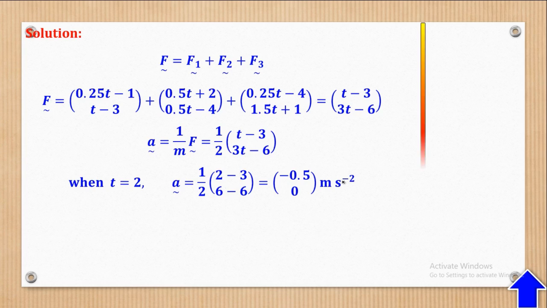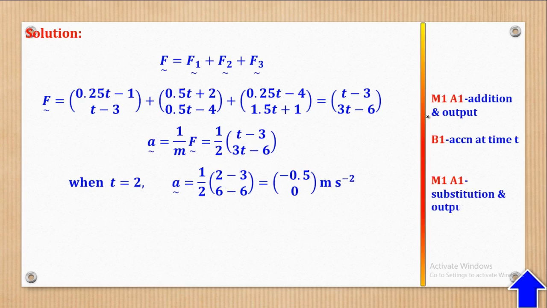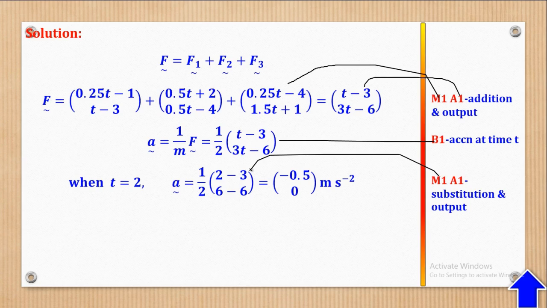Basically that's what they wanted in part A of this question, and now let's see how marks can be awarded. M1 is for you to add up all the forces, and A1 is for you to simplify to get the output. Then B1 is for you to get the acceleration as a function of t, and M1 is for you to substitute the value of t. A1 is for you to get the final output.